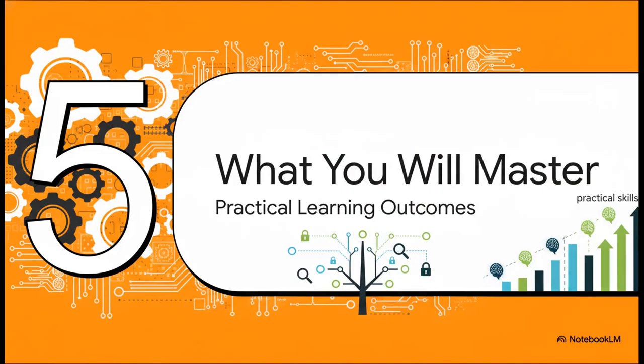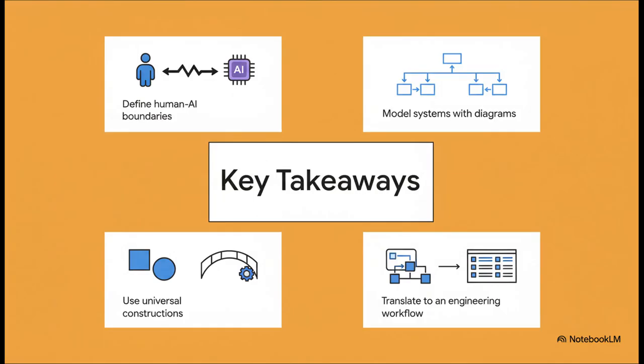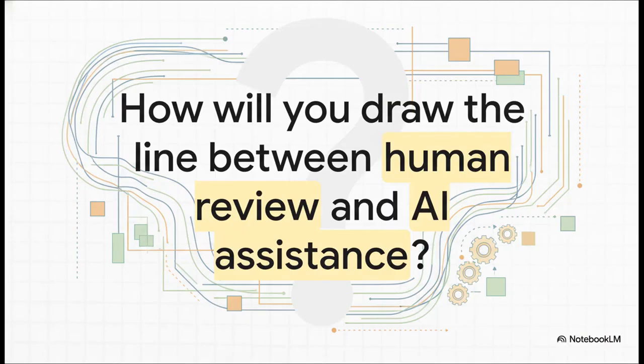All right, so after working through all these concepts and structures, what are the practical skills you'll actually walk away with? What's the payoff? Here's what you'll be able to do. You'll learn how to define really clear, unambiguous boundaries between human review and AI workflows. You'll be able to model entire systems with precise diagrams, use formal patterns for robust integration, and probably most importantly, you'll see how to translate all this theory into a concrete, auditable engineering workflow that your team can actually use every day.